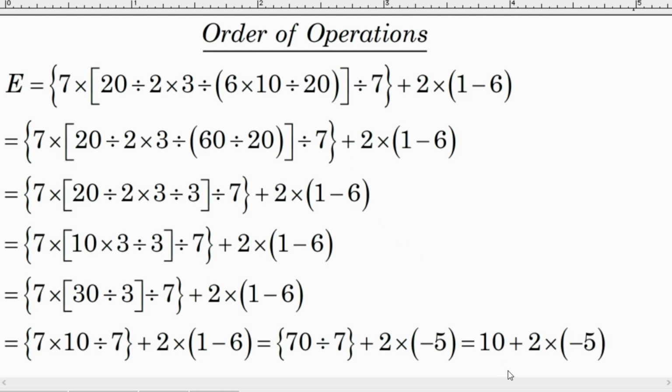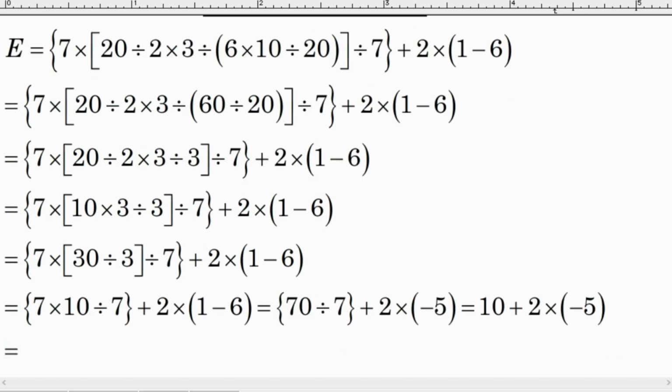Okay, so we have only a multiplication sign and an addition sign. Then we have to do the multiplication first. Here we have plus 2 and then minus 5. Plus and minus gives us minus. Then we have 10 minus 2 times 5 equals 10. So 10 minus 10 equals 0. So the answer for E is 0.